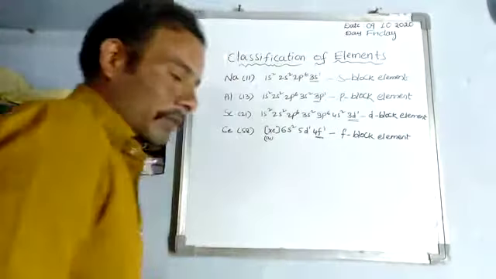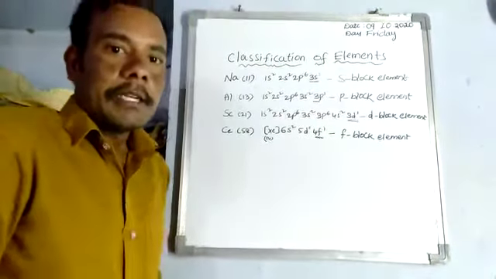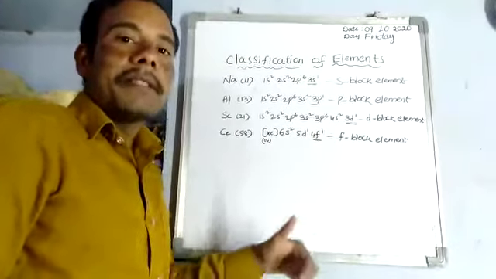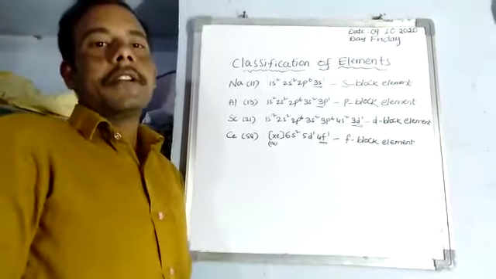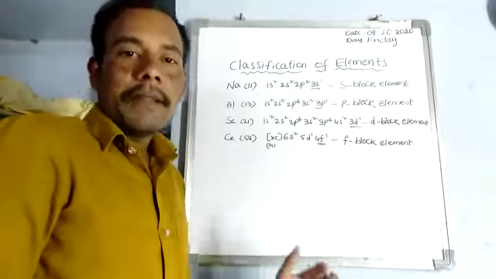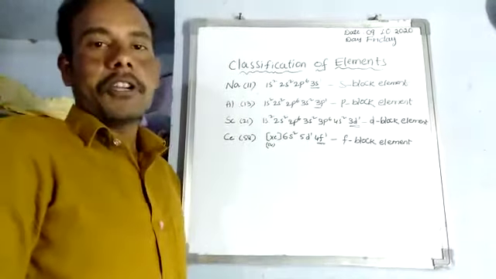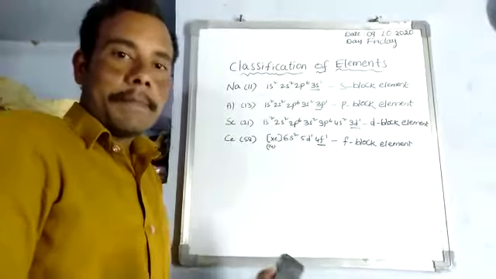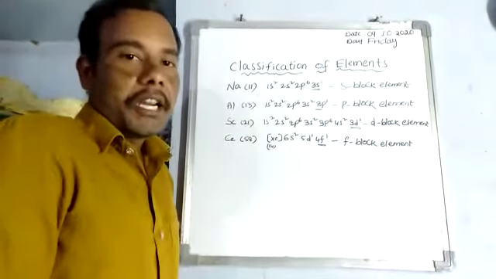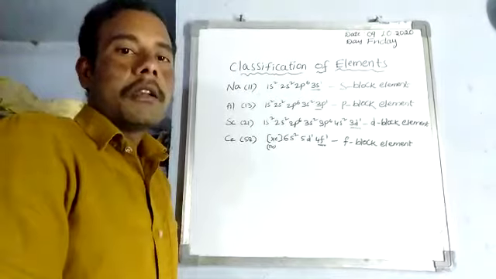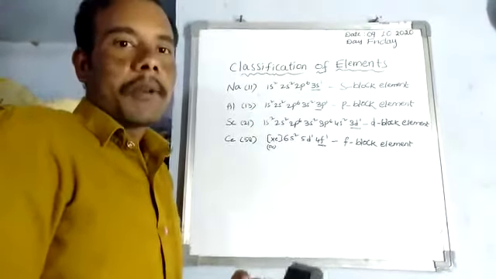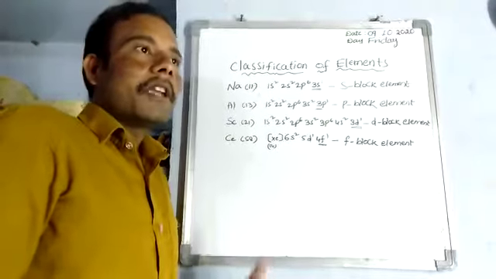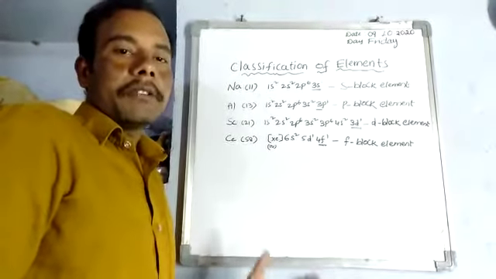So the main thing here: our heading is classification of elements on the basis of their electronic configuration. Elements are classified into 4 blocks based on the differentiating electron entering into the orbital. So the 4 blocks are S block, P block, D block, F block. Let us see some examples so we can clarify easily.